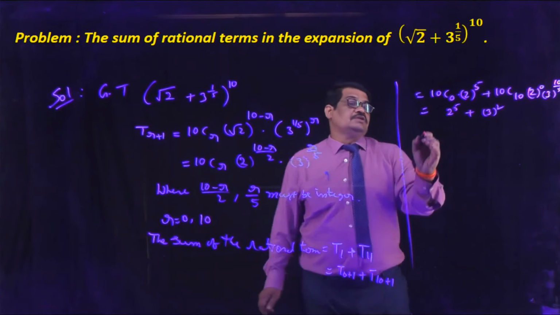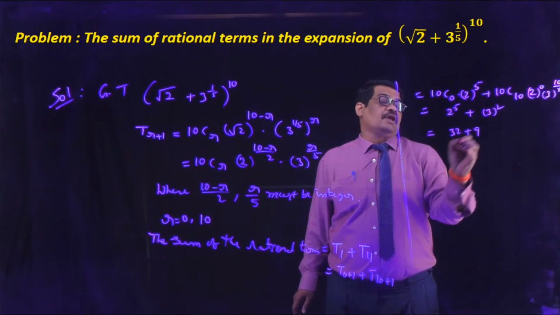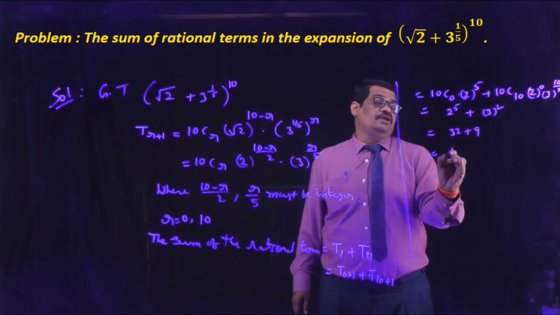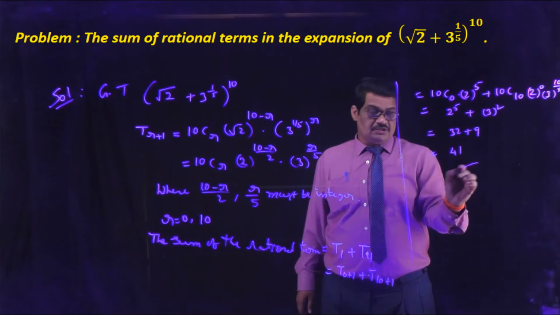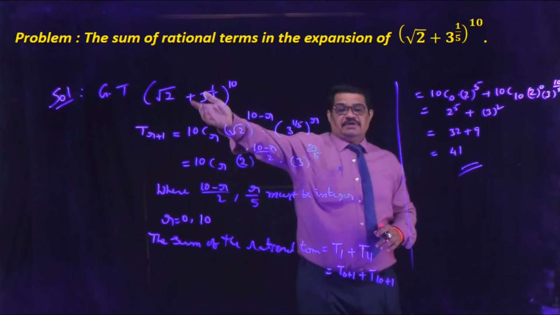Here, 3 square is 9 and the other term is 32. So 9 plus 32 is 41. So this is the sum of the rational terms in that expansion.